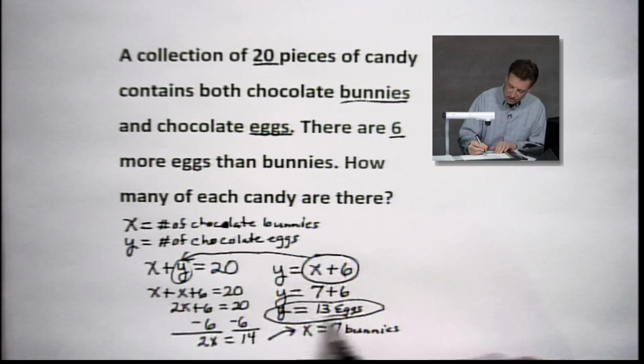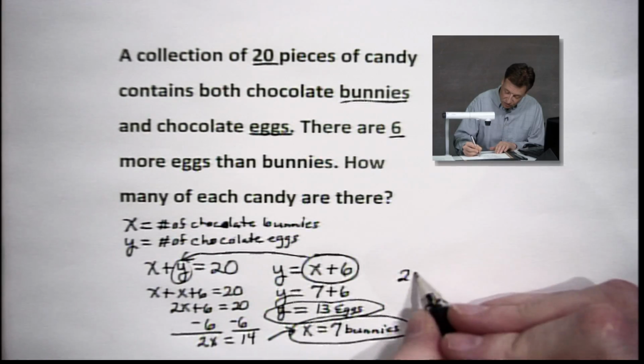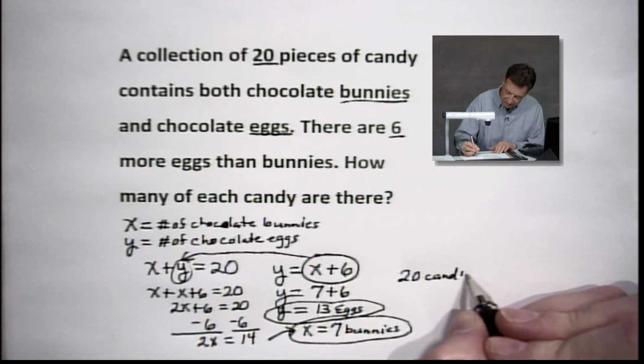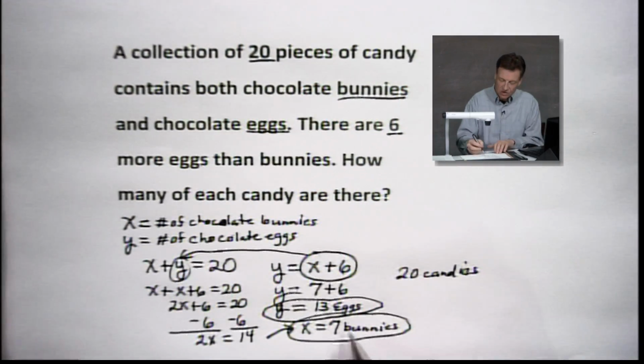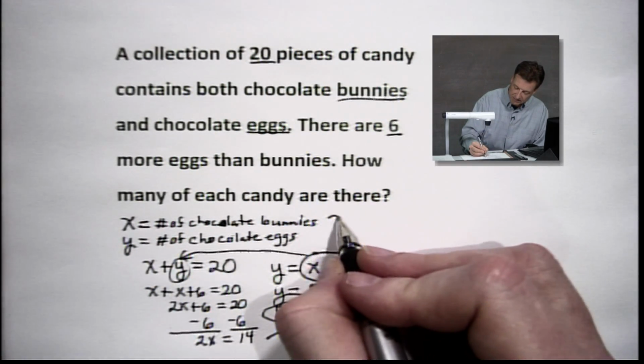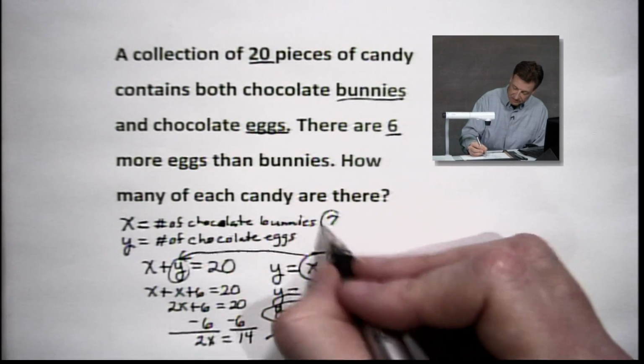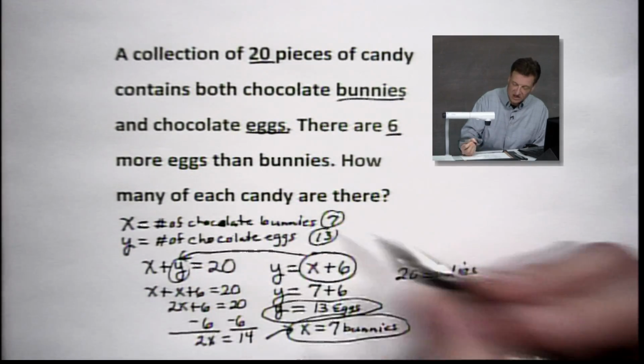And if you look at those two, they do add up to 20 pieces of candy. So we have 20 candies, and you obviously have 13 eggs and 7 bunnies. We'll put them right back up here where they belong. Is that right? Yes, 7 bunnies and 13 eggs. Good stuff there, all right?